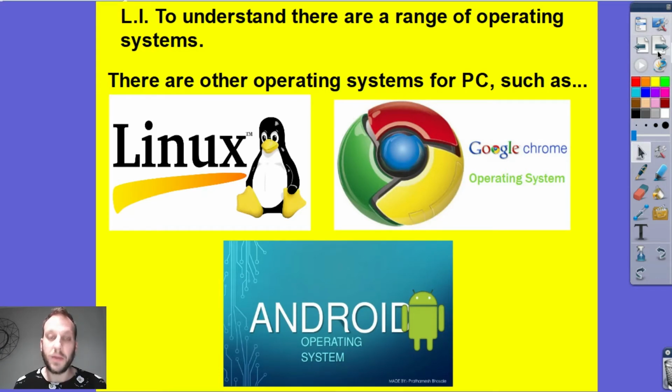So there's something called Linux, and Linux is a community developed operating system. So it's developed by people in the community, not by one particular company, but by lots of different people, and there are lots of different versions of Linux. We'll learn more about that in another lesson.